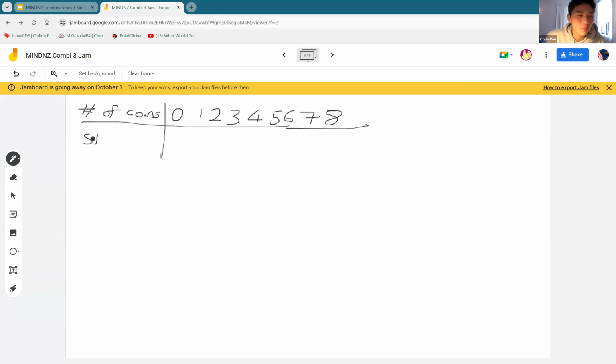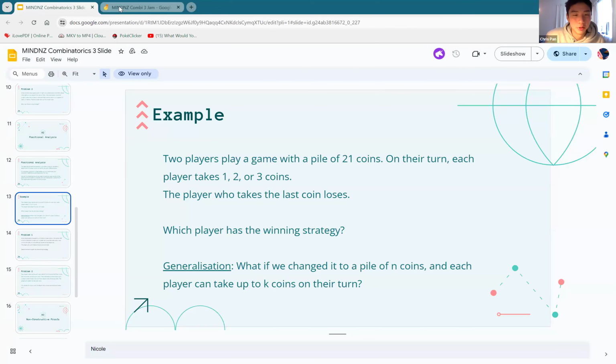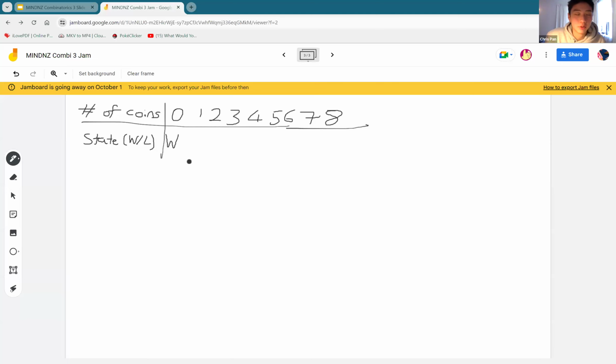The state of a game is either winning or losing. When I say number of coins, I mean the number of coins you see in front of you at this moment, and it's your turn to play. If you see zero coins in front of you, that means your opponent just took all the coins, which is a good thing, because if you take all the coins, you lose. So if you see zero coins, that's a win for you.